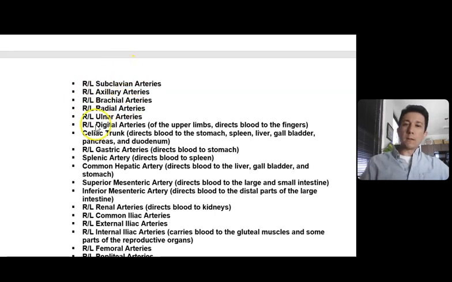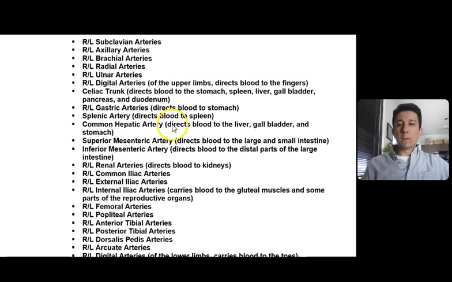Keep in mind that these arteries are not only named for the locations that they're found in, but they are also named for the tissues and the musculature that they're going to serve. So you can always infer that arteries are delivering blood to nearby tissues from wherever they are found. For example, the digital arteries of the upper limbs are going to direct blood to the digits or to the fingers. Moving down the list of arteries here, we have the celiac trunk.